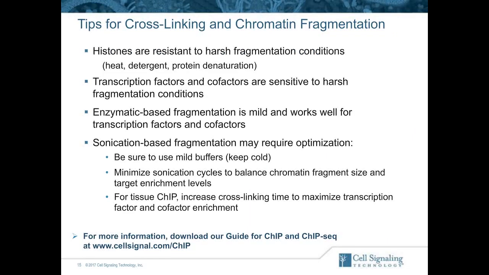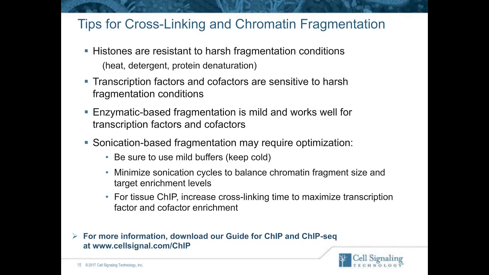All right, so to just summarize the first part of my talk, tips for cross-linking and chromatin fragmentation, I'd like to remind you that I showed you that histones are resistant to harsh fragmentation conditions like heat, detergent, and the protein denaturation that's caused. Transcription factors and cofactors are sensitive to these harsh conditions. The enzymatic-based fragmentation is mild, and it works well for histones, transcription factors, and cofactors. Sonication does too, but you have to do some optimization and keep some things in mind.